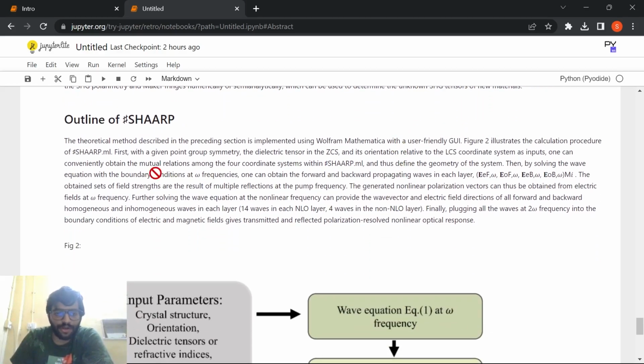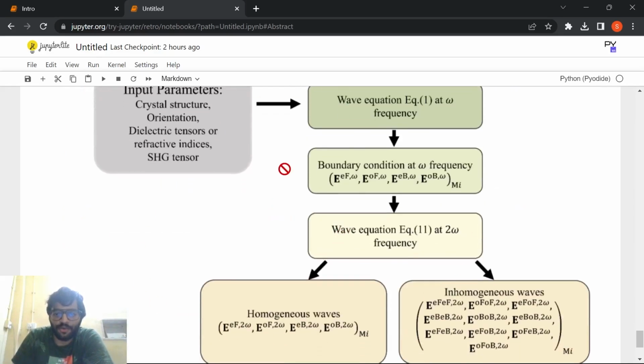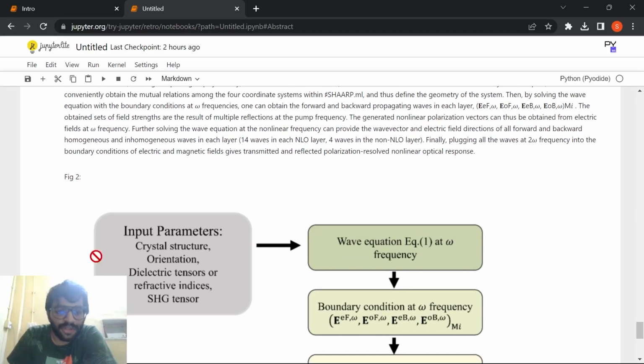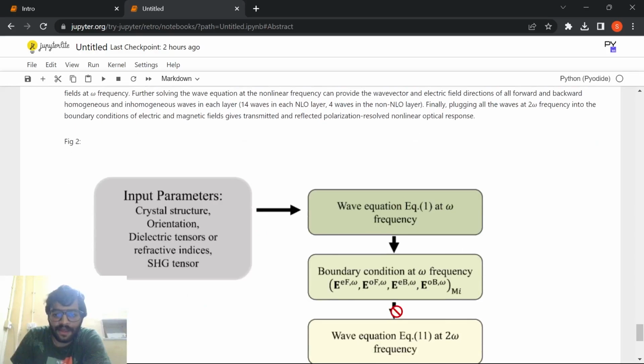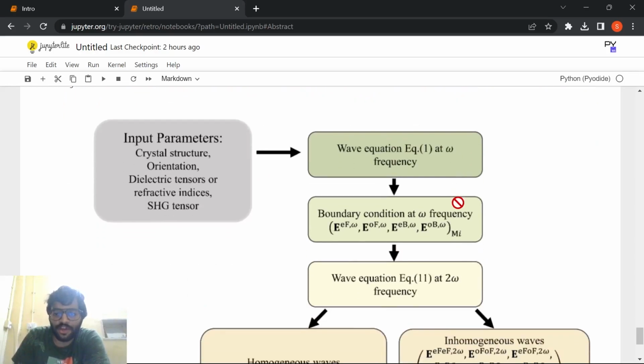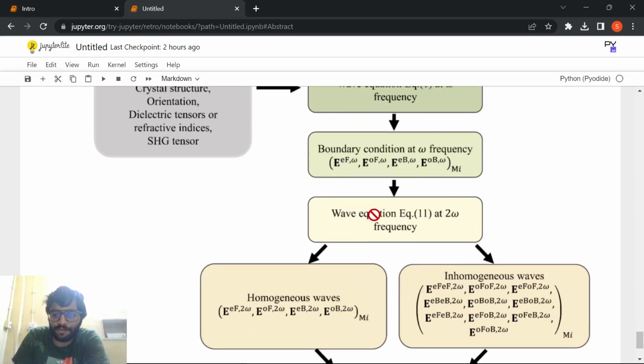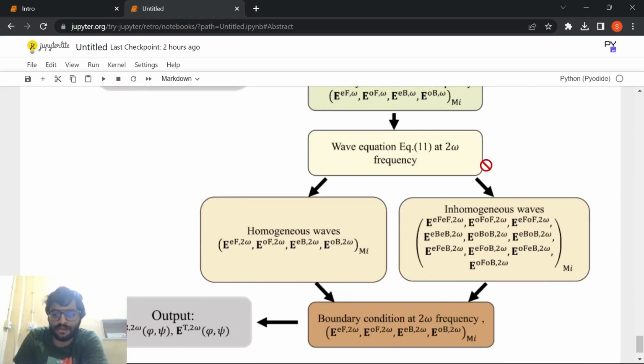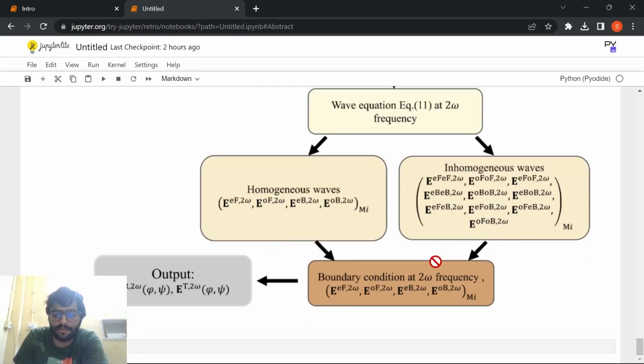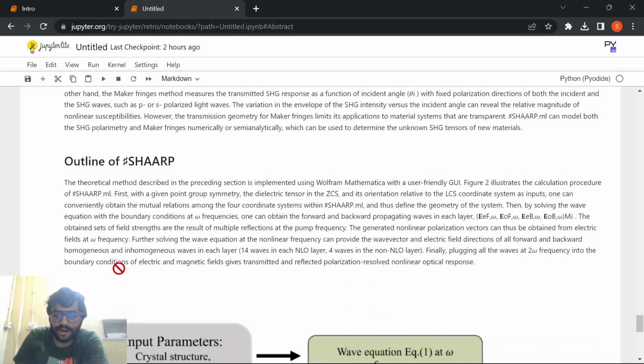Now we'll move to the outline of Sharp.ml. The theoretical method described in the preceding section is implemented using Wolfram Mathematica, and figure 2 shows how it calculates. We put in the input parameters: crystal structure, orientation, dielectric tensor, refractive index, SHG tensor, the wave equation at omega frequency, boundary condition, nonlinear polarization, and the wave equation at 2 omega frequency. You get the inhomogeneous waves, 10 terms, and homogeneous waves, 4 terms. Then we apply the boundary condition, and we get ET and ER, the transmitted and the reflected electric field.